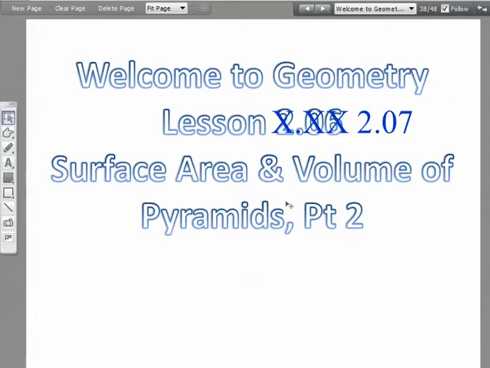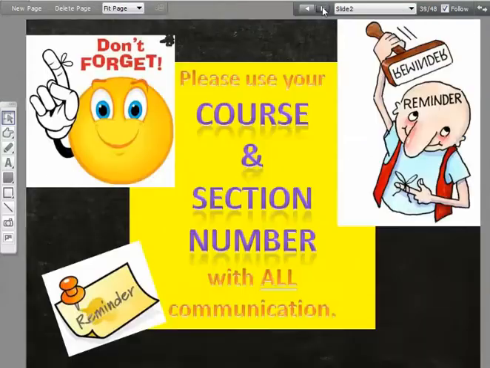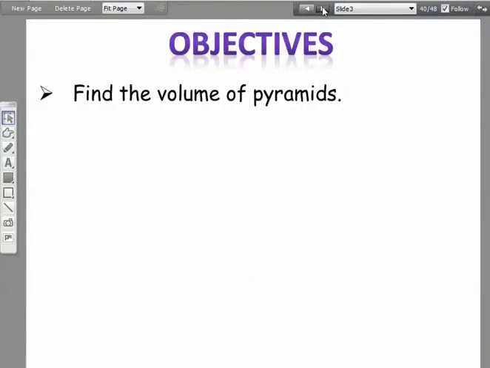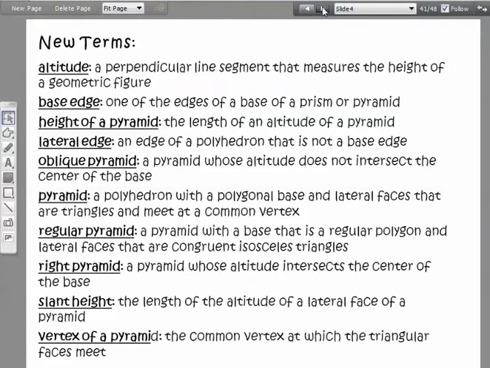Alright, in this lesson 2.07 we're going to talk about the surface area and volume of pyramids part 2. And again, don't forget your course and section number with all communication to me so that way I can help you faster. And the objective in today's lesson is to find the volume of pyramids.